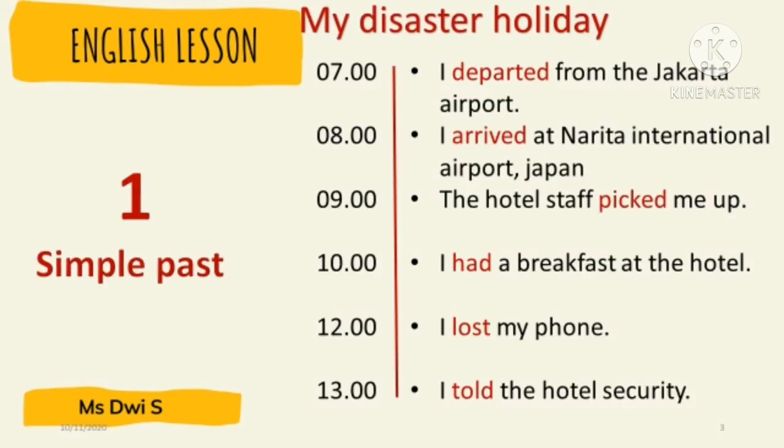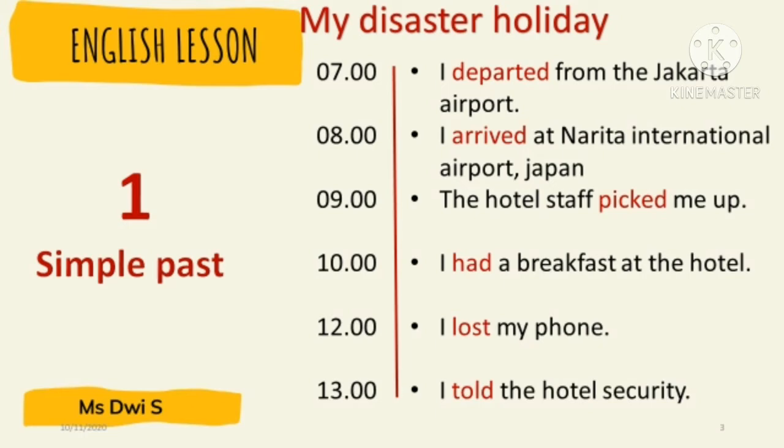Nah, first, you can use simple past. For example, look at those times. In one day, you already had several things you did. Because you want to tell your story from 7 a.m. to 13, you can use simple past from the first story till the end of the story. When you use simple past, just keep the story simple. And each story or each event happened in a specific time.